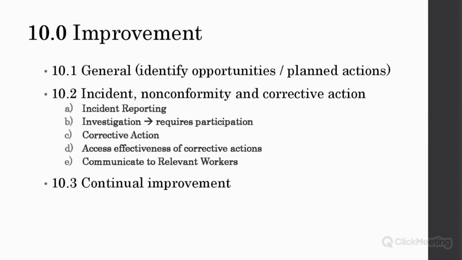Improvement. Again, we have to identify opportunities to improve, plan those actions, and achieve those actions. We have to try to enhance our performance metrics. That's a big deal. They combine the incident investigation and nonconformity processes in 10.2. So you have to take a look at incident reporting, take a look at your corrective action process.